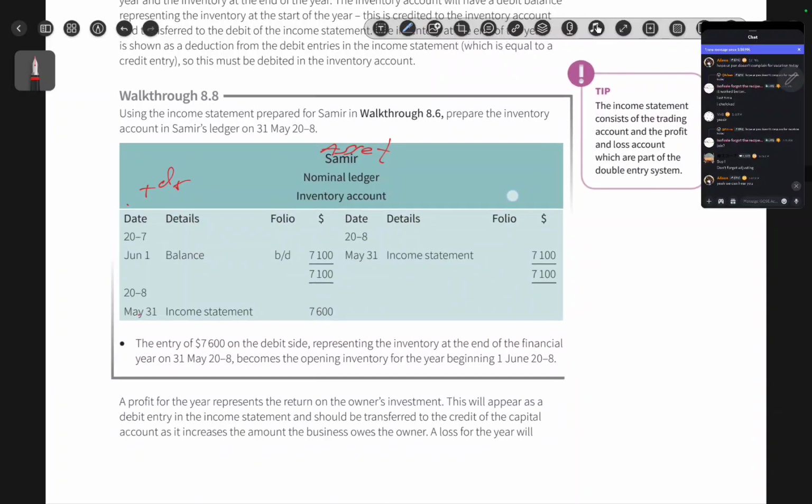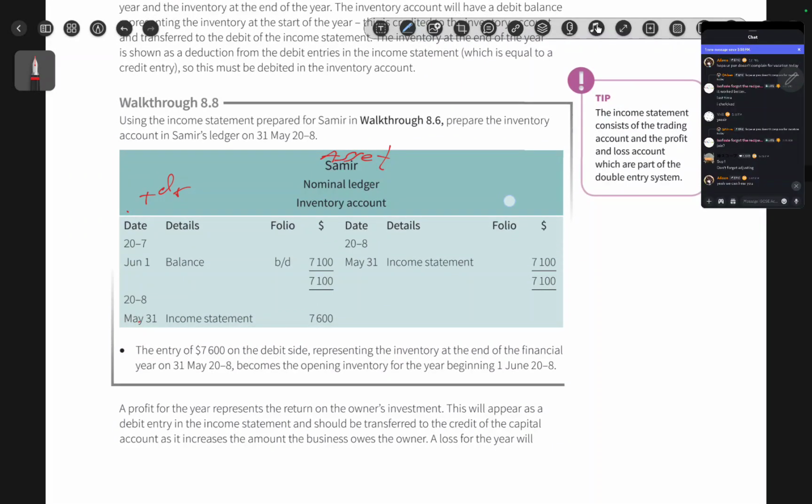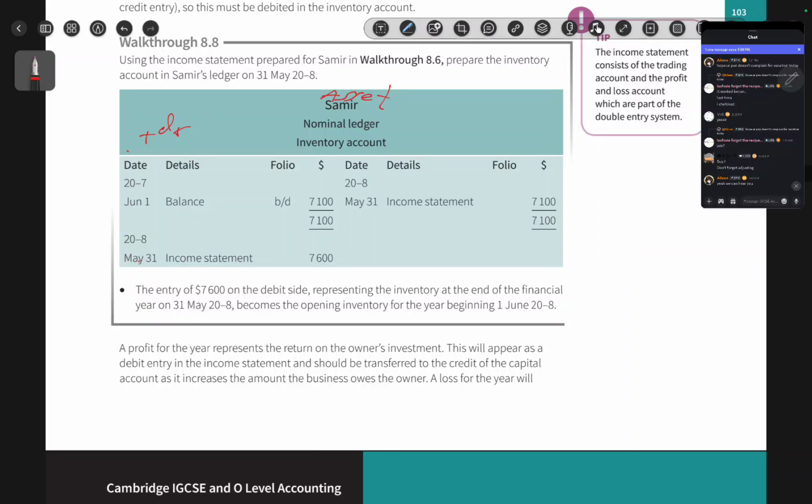So now moving on to profit for the year. Profit represents the return on the owner's investment. What does this mean? The owner invests, let's just say $100 million, okay, and he makes a profit of $10 million. So this is a return on the amount he invested. This is what he got as a reward for investing this 100 million. So it's a return on the investment.